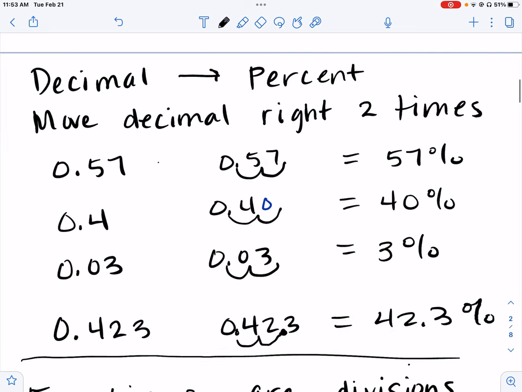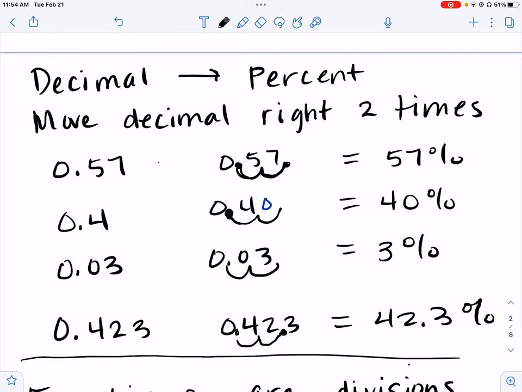So to change a decimal to a percent, you move it 2 times to the right. Okay, the reason why it's 2 times is because that second decimal is hundredths and percents are out of 100. So 0.57 would be 57%.